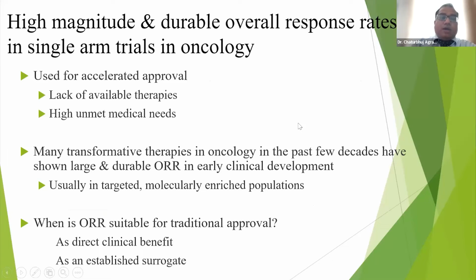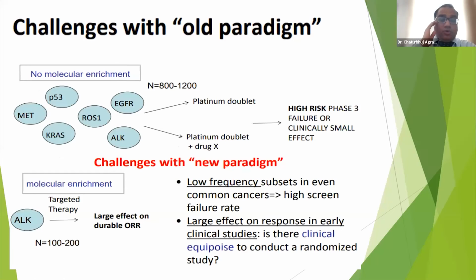Now we come to high magnitude and durable response rate in single arm clinical trials in oncology. As I told you, it is used for accelerated approval, when the overall response rate is suitable for traditional approval as a direct clinical benefit or as an established surrogate marker. I will just quickly go, in the interest of time, to my examples.